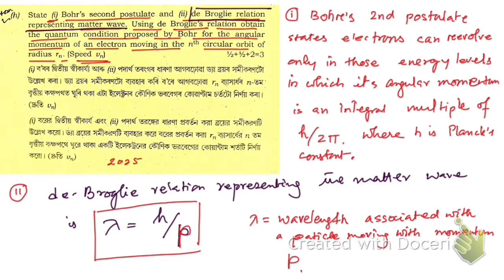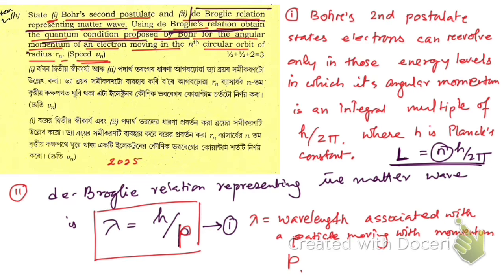Now here is one more part in this question. Using this relation, obtain the quantum condition proposed by Bohr. What was the quantum condition proposed by Bohr? That the angular momentum L is n times h by 2 pi, where n is an integer. We need to obtain this relation using the de Broglie relation. Let me take this as equation number 1. It is mentioned that the speed of the electron is Vn in the orbit of radius Rn.